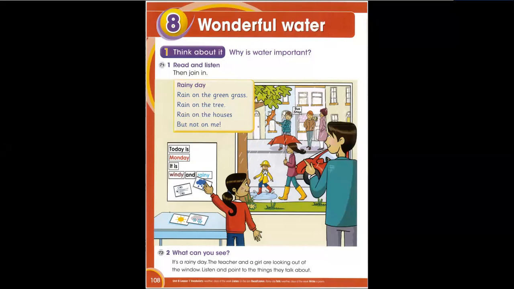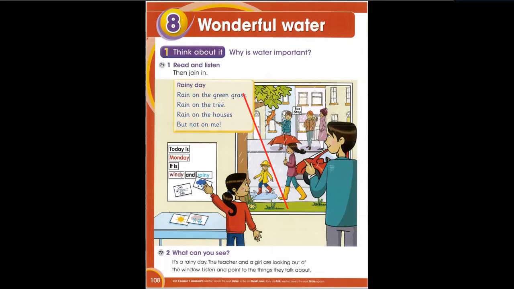Understood? Now what we are going to do, boys, we are going to join the sentences with the pictures. First of all, take out your pencils and be ready. First one is rain on the green grass. This is called grass. So match it, boys. Number two, rain on the trees.